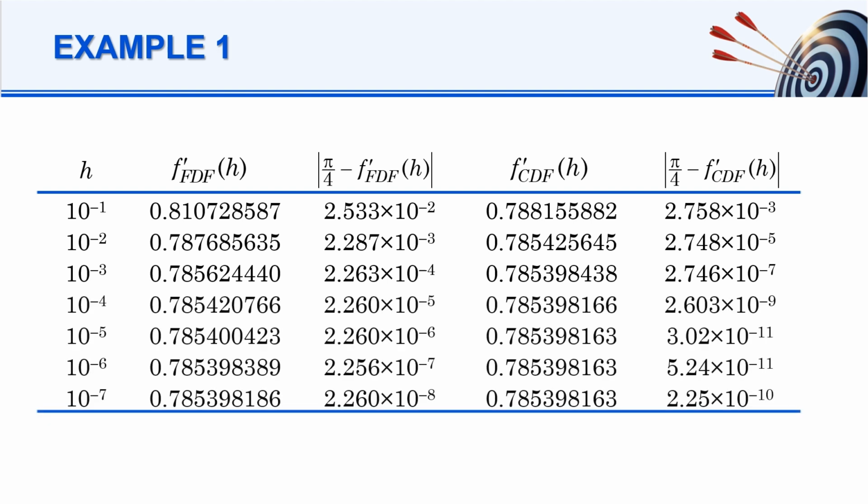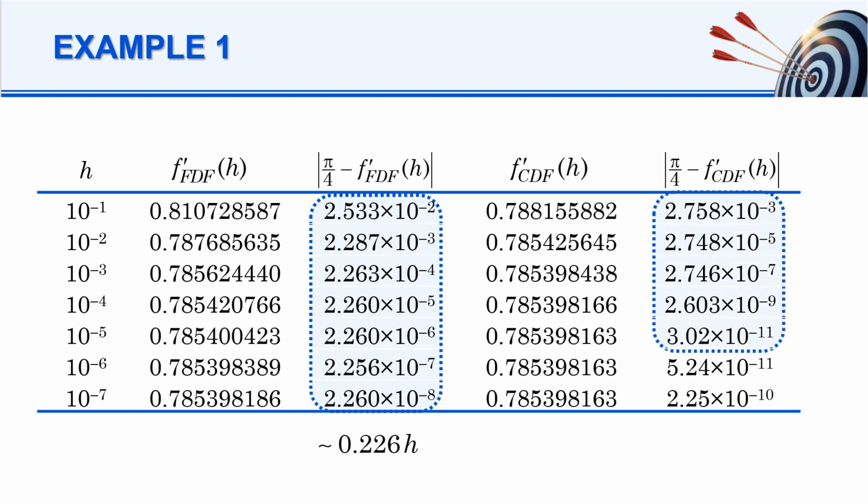When the table is completed, we observe that this trend continues, which depicts the order of accuracy of the difference formulas. The truncation error for the forward difference formula is about 0.226 times h. For the central difference formula, it behaves as 0.275 times h squared. It should also be noted that the true error in the approximations with central difference formulas for h equals 10 to the minus 6 and 10 to the minus 7 display an increasing trend. This is an indication that round-off errors are becoming dominant.